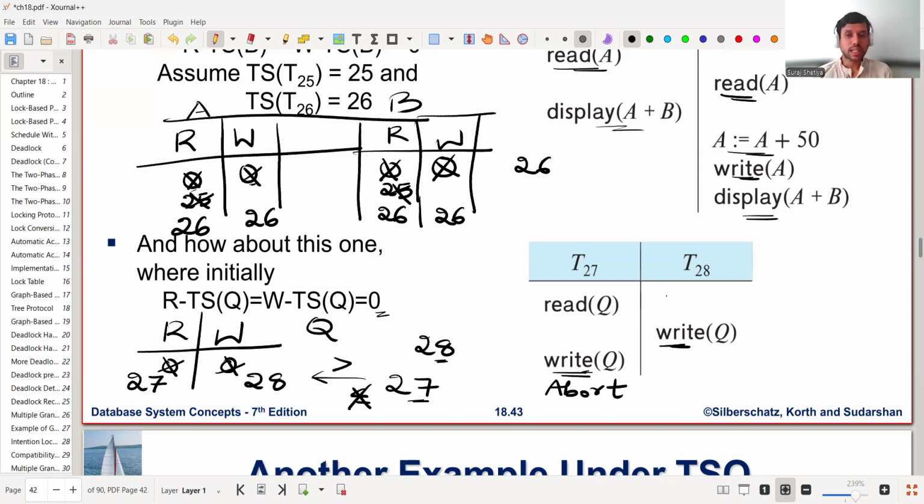T27 is aborting here, and T28 in fact can successfully write whatever value it wanted to write, and it's okay. In fact, this is a very weird scenario: this is a blind write. If you recall how we were defining it before, this is a blind write.